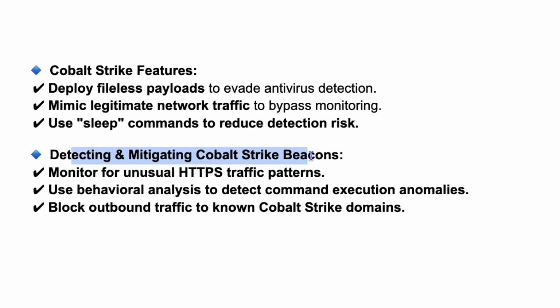Now, detecting and mitigating Cobalt Strike would be to monitor for unusual HTTPS traffic patterns, because HTTPS is encrypted. So when you look for HTTPS traffic, you're looking at encrypted traffic, but because it's encrypted, it's very hard to decrypt if you don't have the key for that. So you're looking at the patterns of the traffic that would end up being your alerts or your red flags.